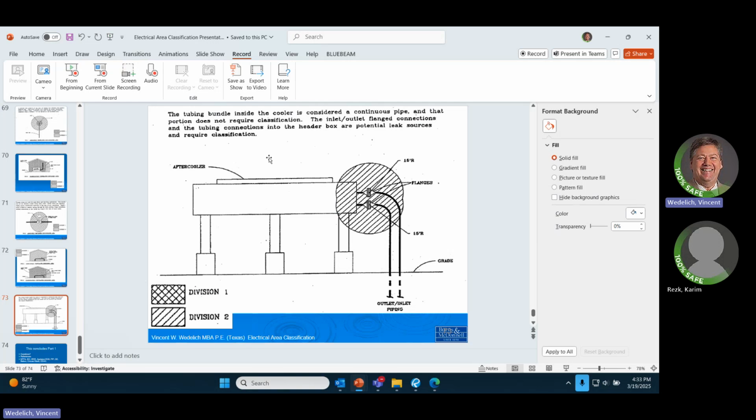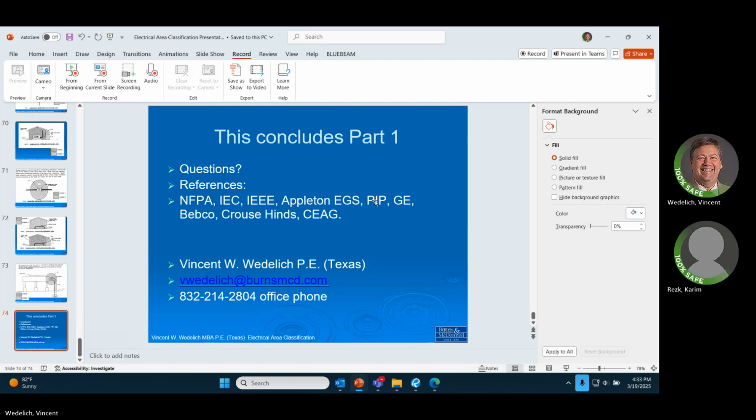If you have that aftercooler, remember we were looking at the first picture of that generator? That was the aftercooler. So that's what that would be. If you have a flange connection there and the material running through there to be cooled is hazardous, that's a Div 2 rather, right? And that's that.